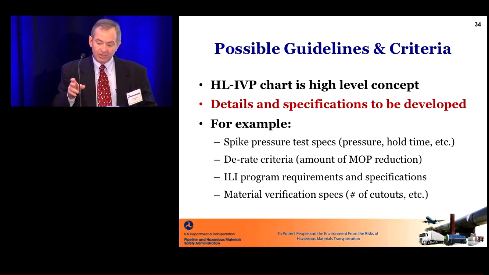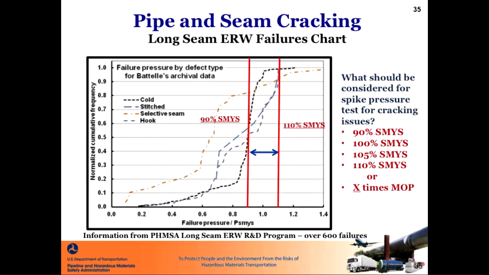Again, just to give you an idea on pipe and seam cracking, I've got a long seam, I think I made a typo there, but low frequency ERW failures chart. This is a research project that PHMSA funded. The work was done by Battelle, Kiefner, and DNV. You can see the various seam types, whether it's cold weld, stitched, selective seam corrosion, or hook cracks, and where the failure pressure is on the chart.